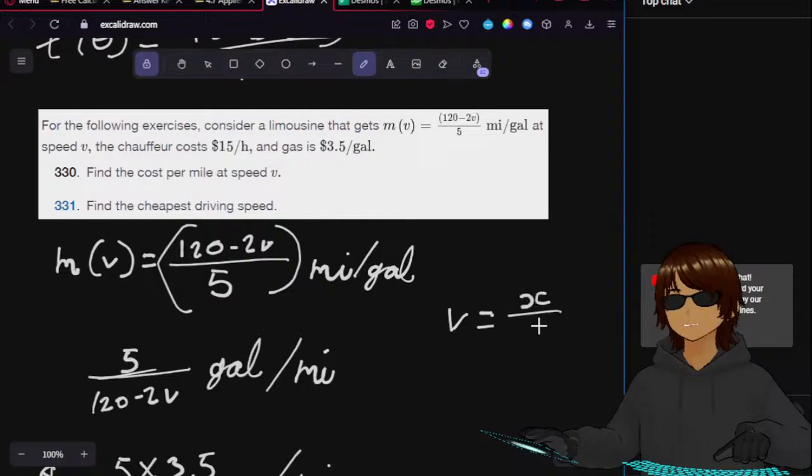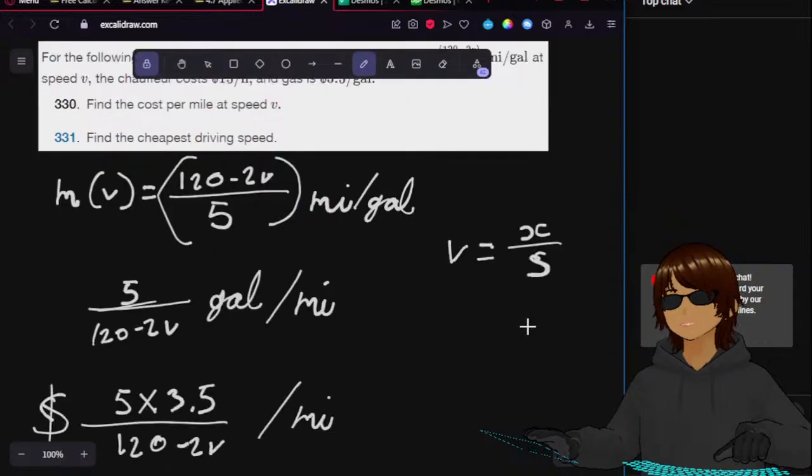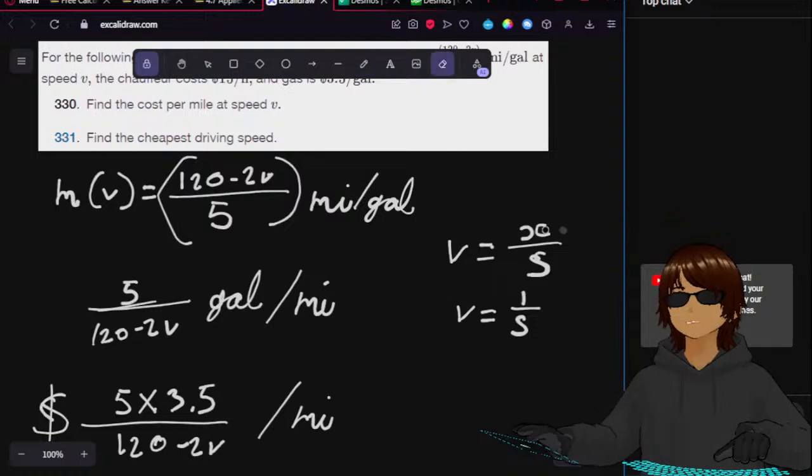x miles per s seconds, speed v is, let's say, s is the amount of time it takes to travel 1 mile at speed v. So v is equal to miles per second. Miles is 1. Speed is 1 mile divided by the time it takes to travel 1 mile.